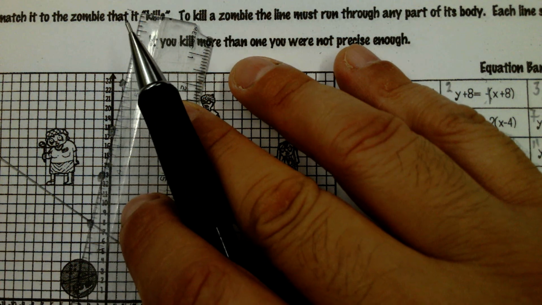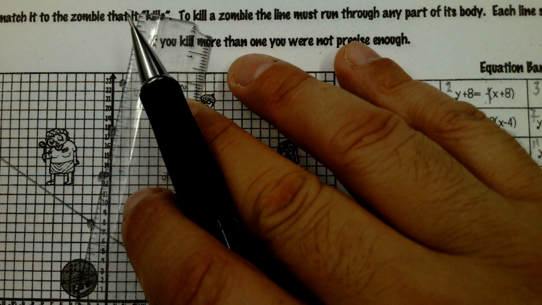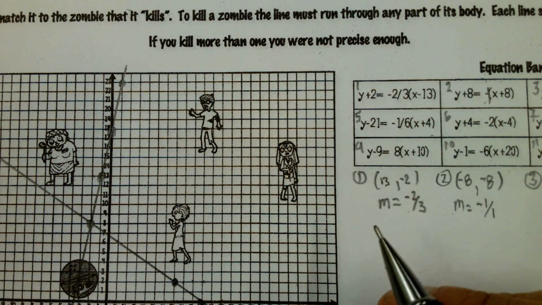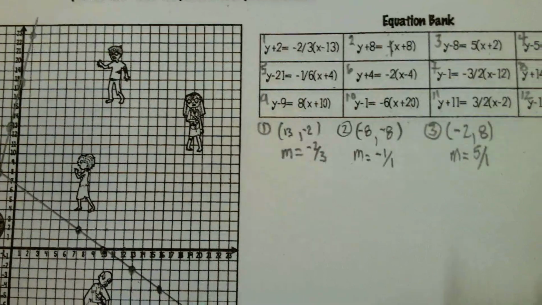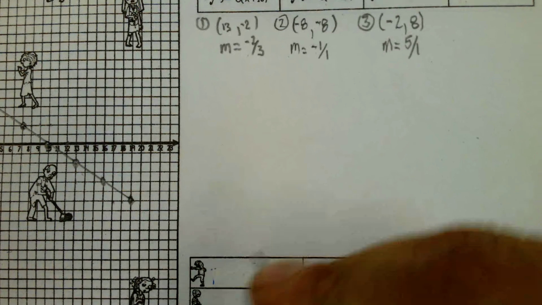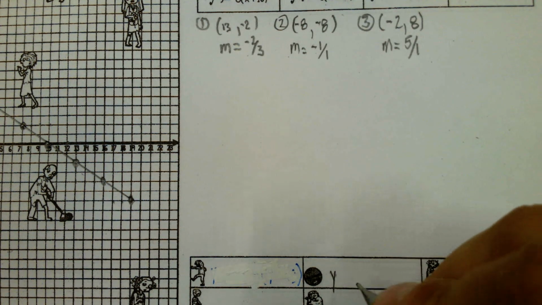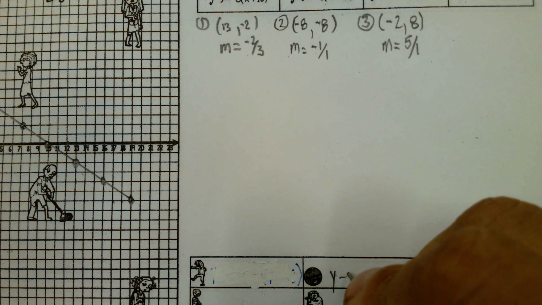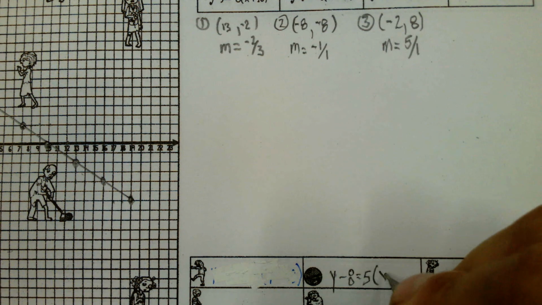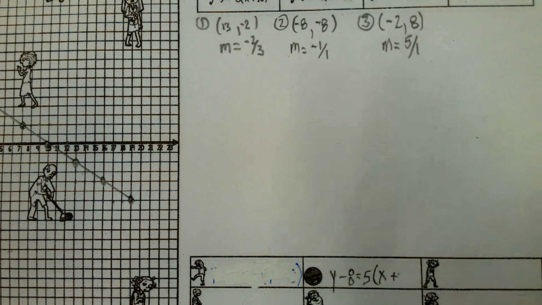Oh no. Is this the hamster again? You get the hamster. So let's go in and fill that in for the hamster. Y minus 8 equals 5 parentheses x plus 2. Oh, minus 2. No, wait, plus 2. Okay.